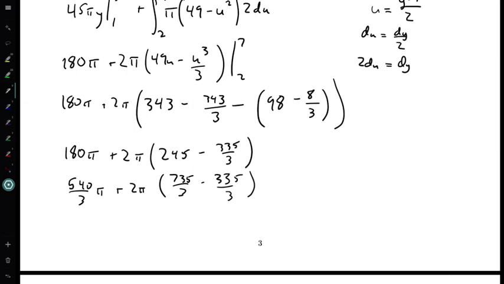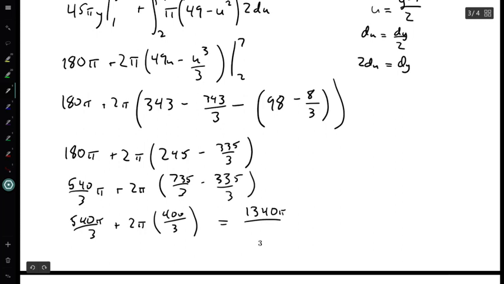All right, so let's keep simplifying here. 540 pi over 3 plus 2 pi times 735 minus 335 is 400. And now I notice that I have 540 pi over 3 plus 800 pi over 3, and that's going to give me a neat 1340 pi over 3.